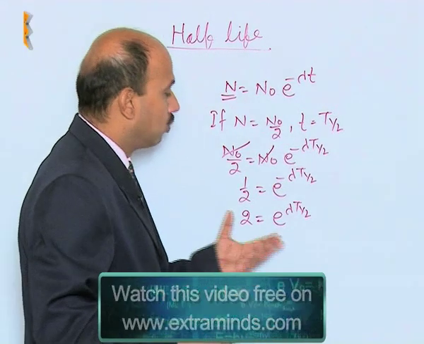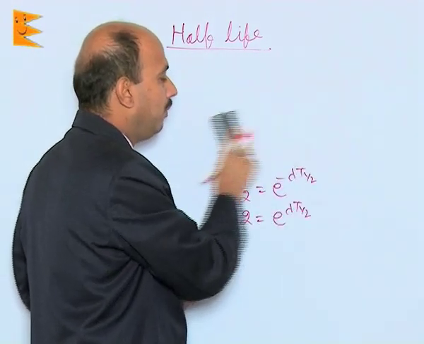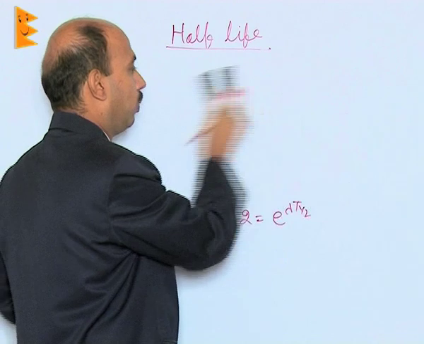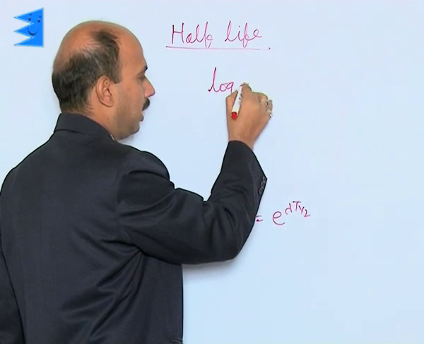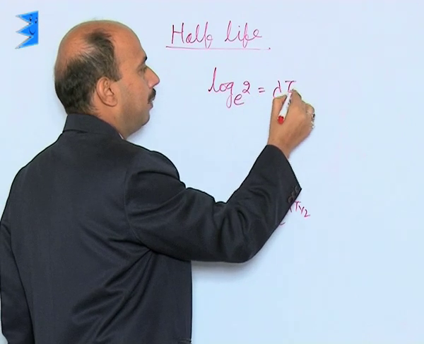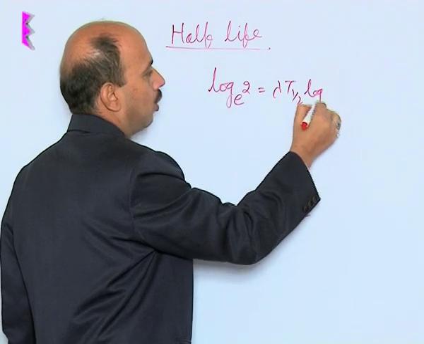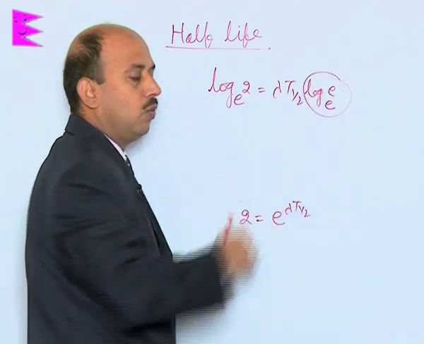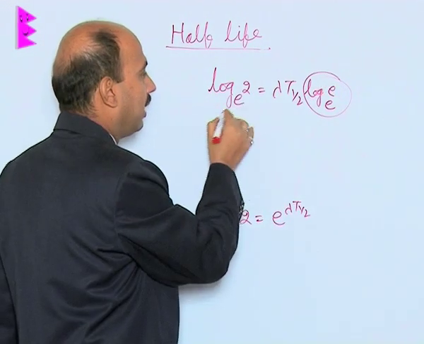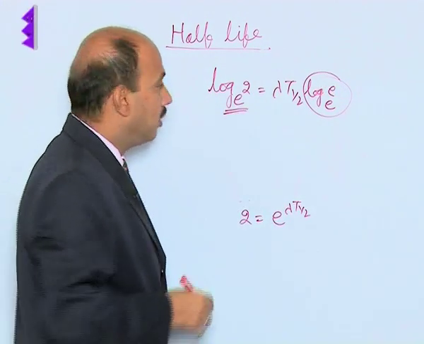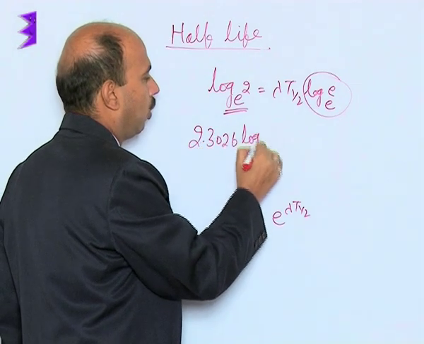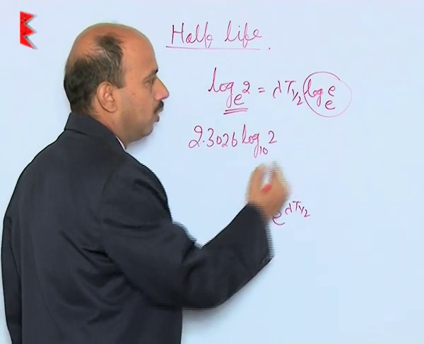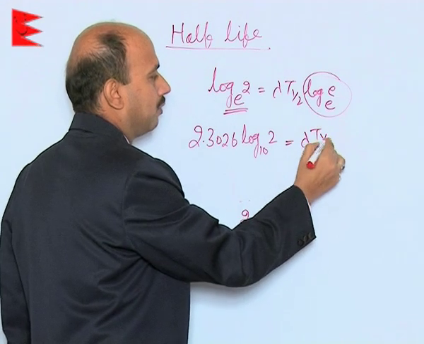We can take log on both sides here. So when we take log of this equation, we will get log of 2 to base e is equal to lambda T half log e to base e. This is equal to 1. So we can convert it into log to the base 10. That can be written as 2.3026 log of 2 is equal to lambda T half.